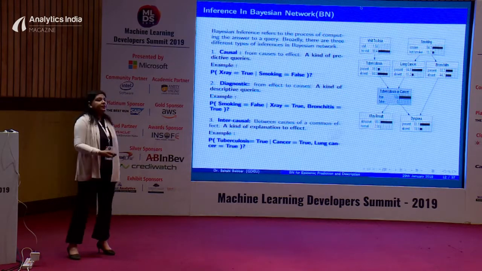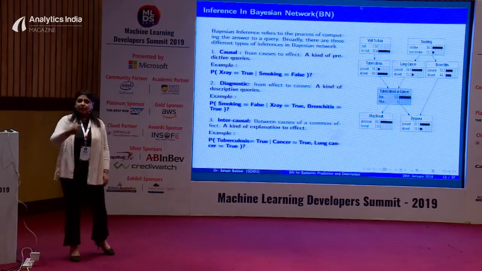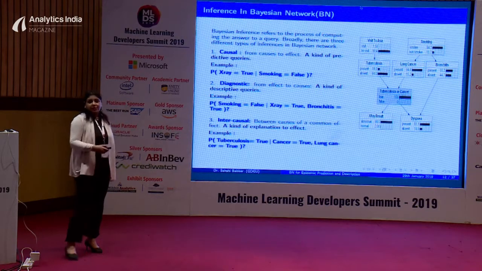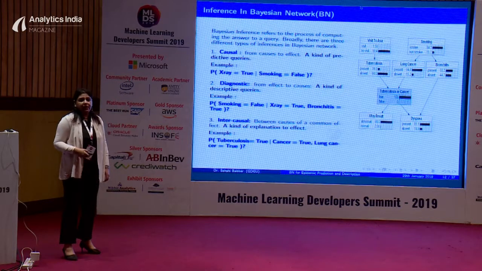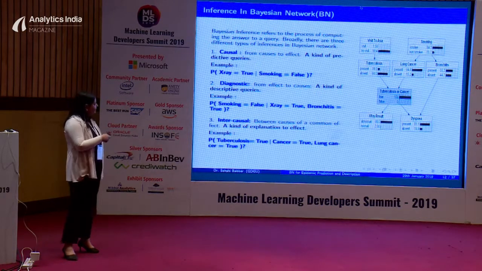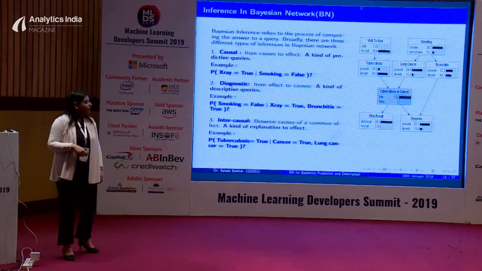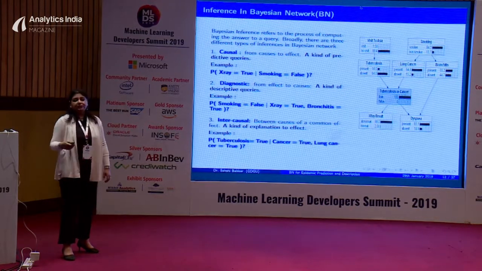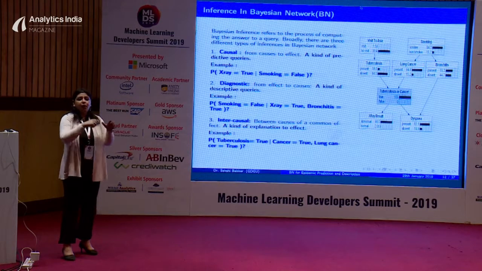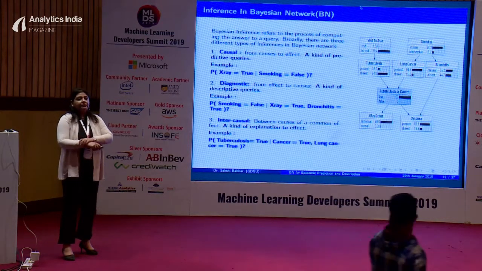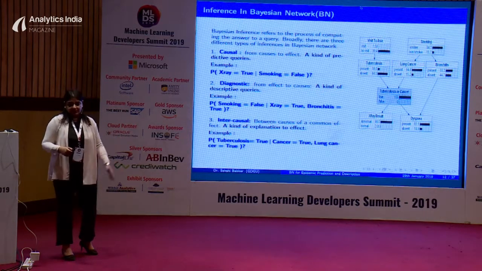Similarly, diagnostic reasoning, as I said, goes backwards from effects to causes. So I can apply this kind of reasoning in the Bayesian network. Let me give you an example like this: I know the X-ray is true, bronchitis is true. What is the probability that the person doesn't smoke? So this kind of reasoning can be employed in a Bayesian network, and any kind of probabilistic query can be answered.